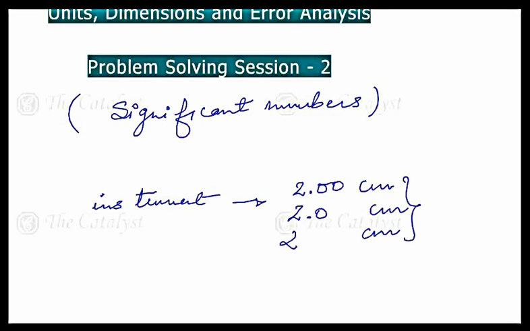They are not same. This value 2.00 is more accurately measured as compared to this, because the number of significant figures in this is 3. In this case it is 2, and in this case it is only 1, right? The basic concepts involved in significant figures have already been discussed in the theory session. Now we will begin with the problems.